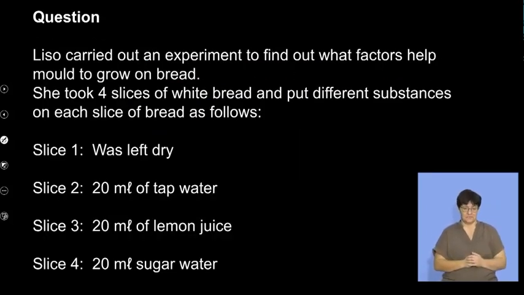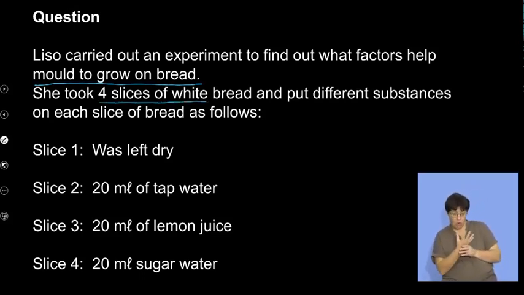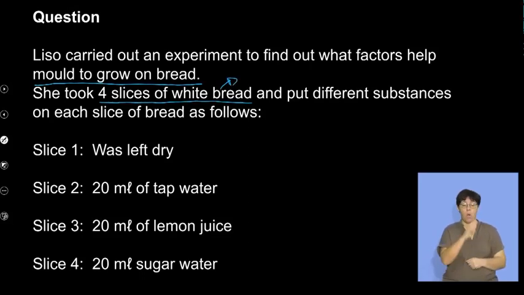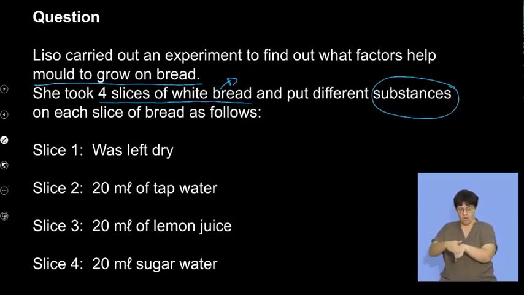Okay, our next question, right, is again an experiment. Let's see what Liso did. Liso carried out an experiment to find out what factors would help mold to grow on bread. She took 4 slices of white bread, remember, all the same bread, and put different substances on each slice of bread as follows.